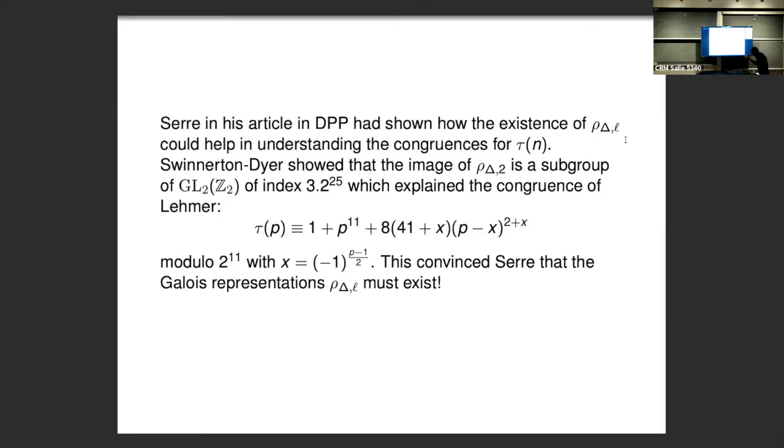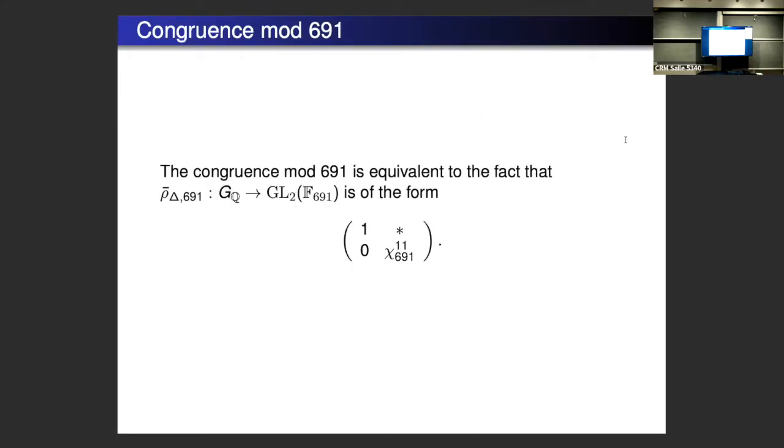Okay, but anyway, they were rapidly proven to exist by Deligne. Okay, now how does one, for example, explain the famous 691 congruence of Ramanujan? The fact is that the 691-adic representation is irreducible. I mean, Serre had probably proven that.